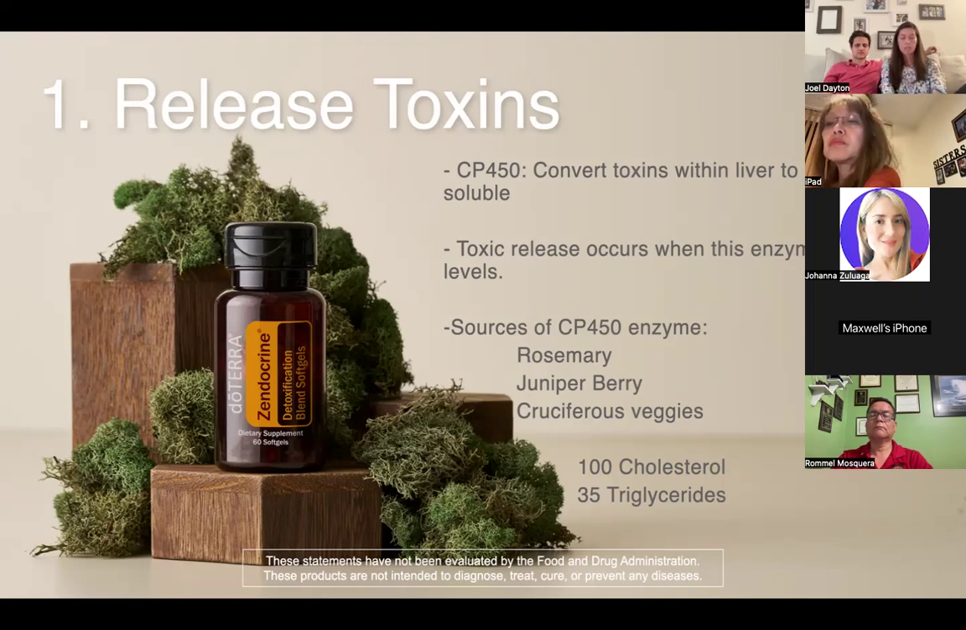Well, I'll go over that study here in just a second. Those, along with the cruciferous veggies, so all the ones that were in that VMG together, can really help this enzyme, the CP450, to be in those adequate amounts to help pull out those toxins.